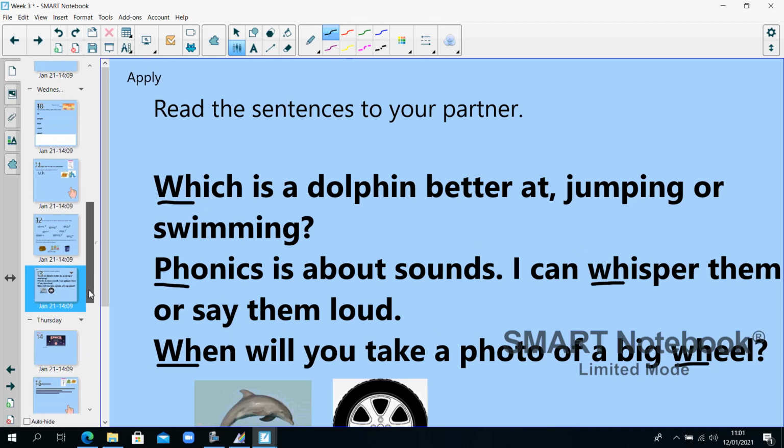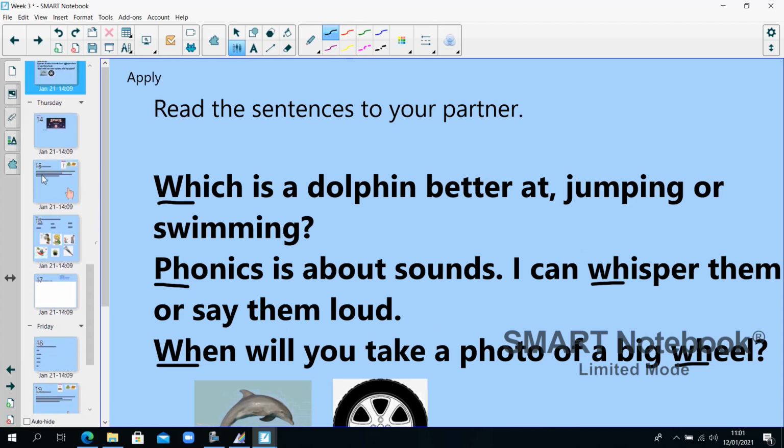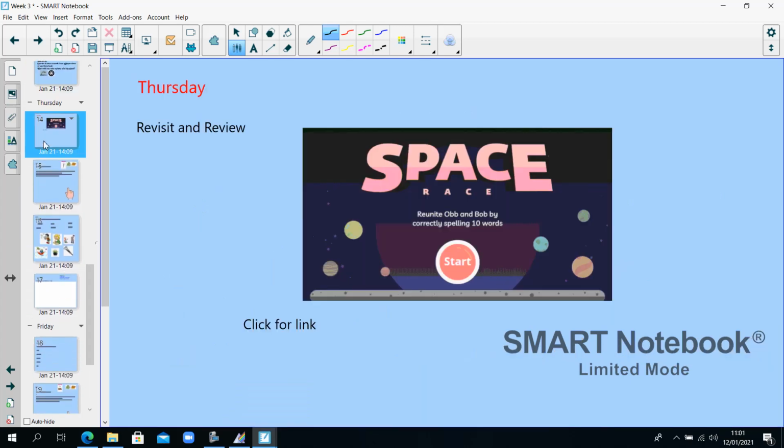Well done, that's the end of Wednesday's lesson. Phase 5A, week 3, Thursday. To review, I want you to go on a phonics play space race to look at spelling words using either phase 3 or phase 5.